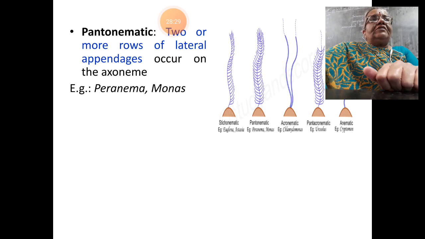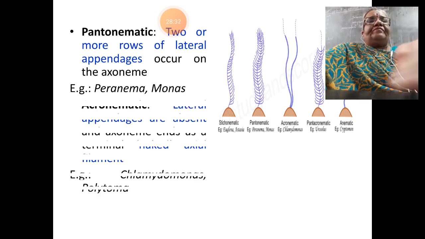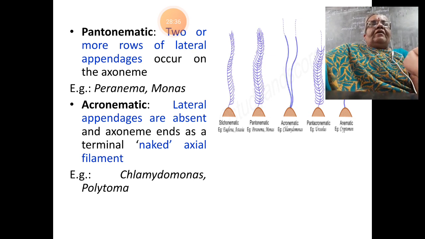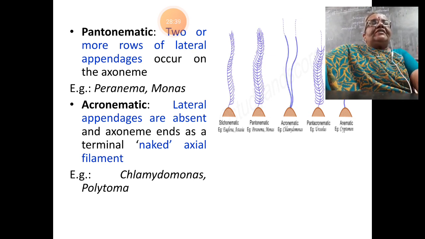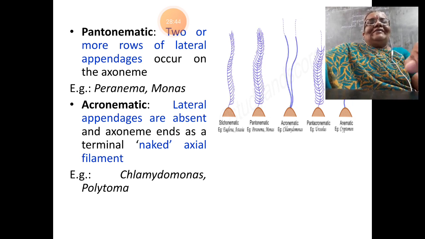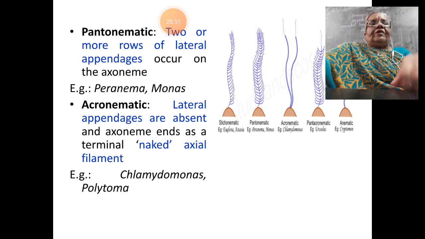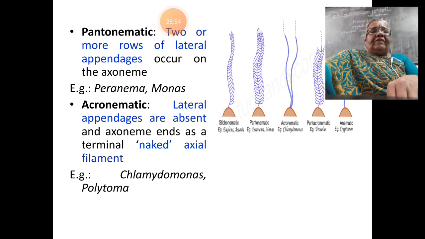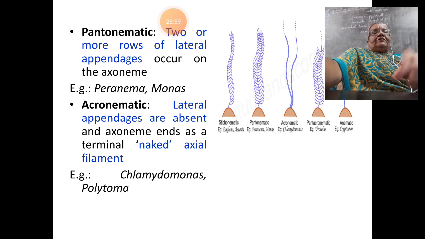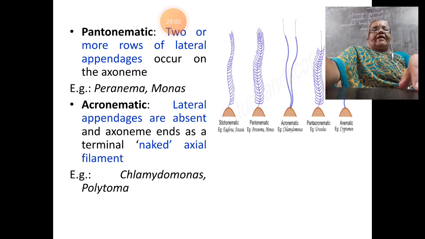Don't ignore. Then the third type is acronematic. Lateral appendages are absent. You can see in the third diagram, and the axoneme ends as a terminal naked axial filament. You can see a thread-like structure at the tip. So, this type is seen in protozoans like Chlamydomonas, Polytoma, etc.